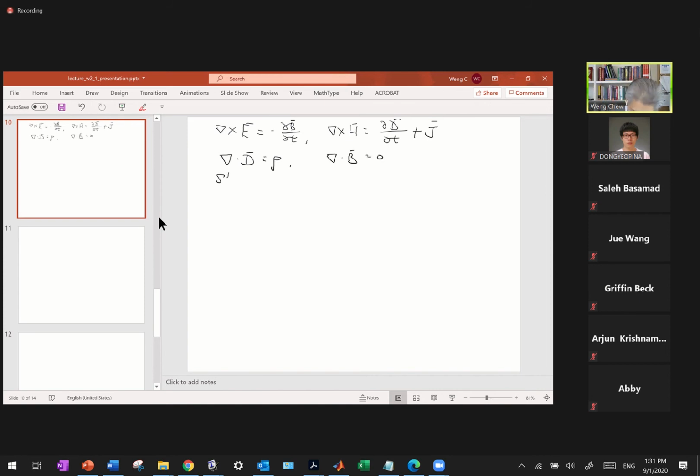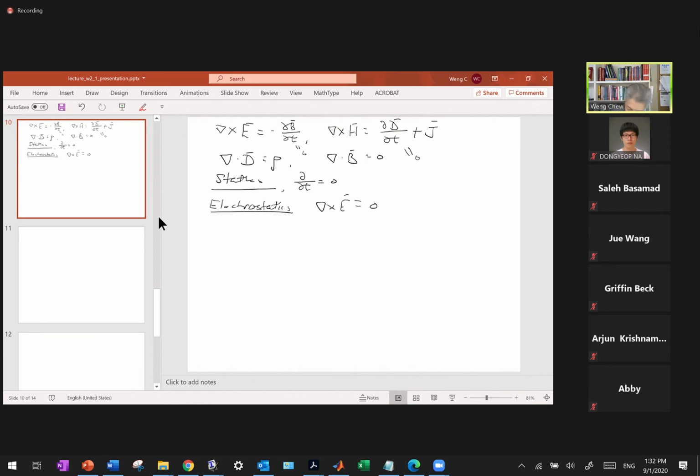And then for statics, we're going to assume that partial t is equal to 0. Okay, and for electrostatics, if we have partial t equal to 0, this term goes to 0, this term goes to 0. For electrostatics, then we have just curl of E equal to 0.